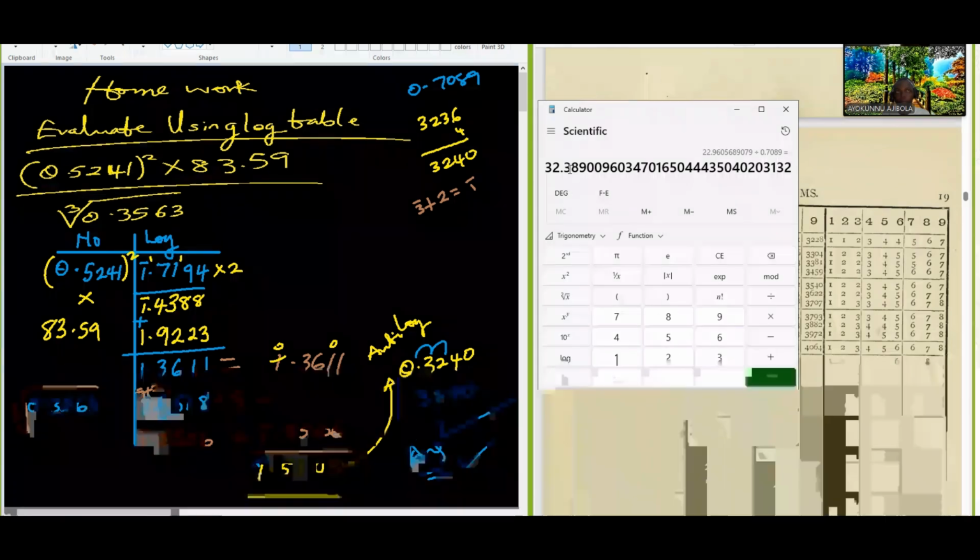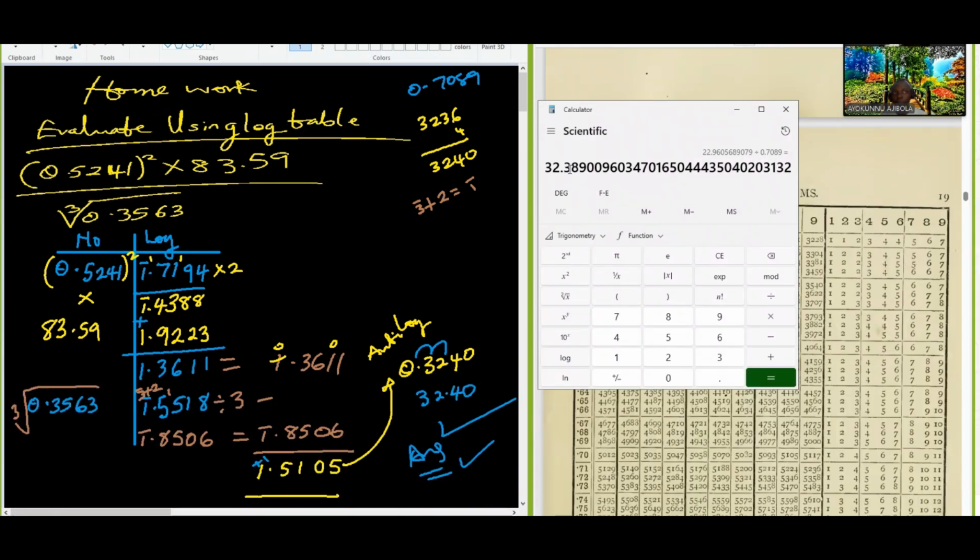Is that clear? So with that, I will allow you to write these details down before we move on, okay?